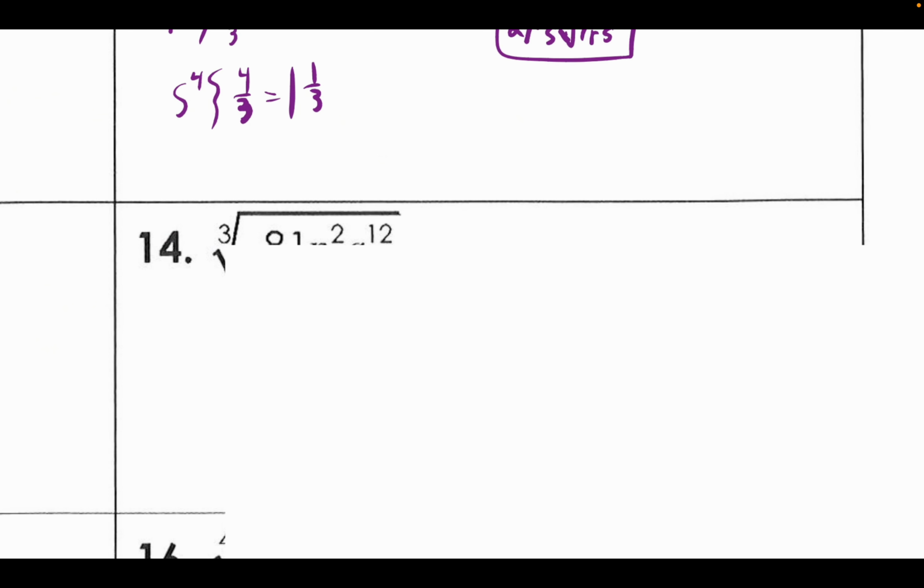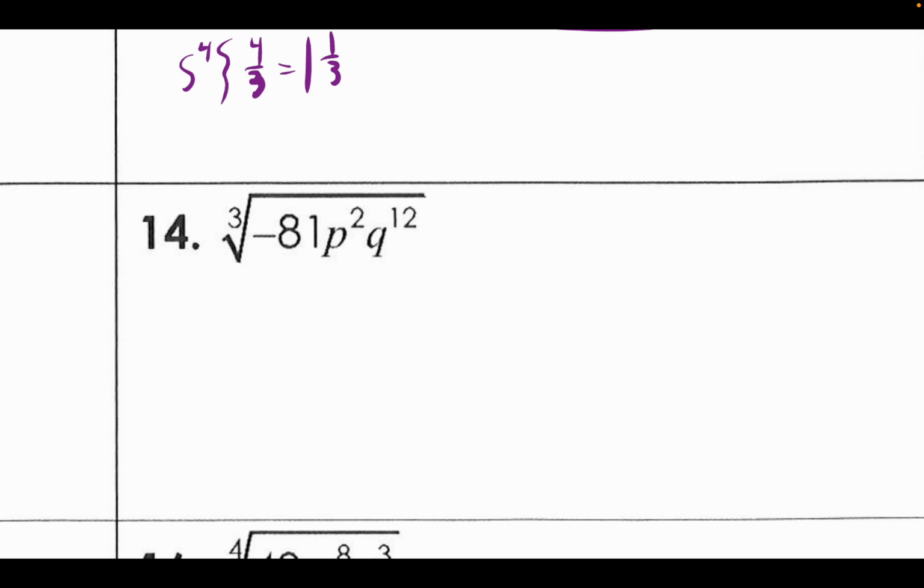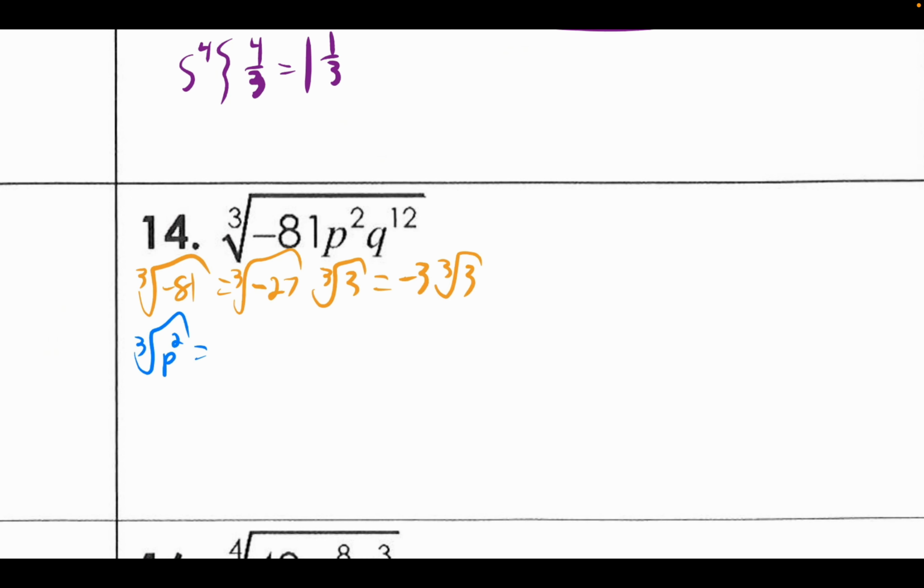On to number 14. Once again, I'll do a step-by-step approach here. So the cube root of negative 81 is the cube root of negative 27 times the cube root of 3, which is negative 3 times the cube root of 3. The cube root of p squared, we divide 2 by 3, which 3 never goes into 2, so it just stays as 2 over 3.